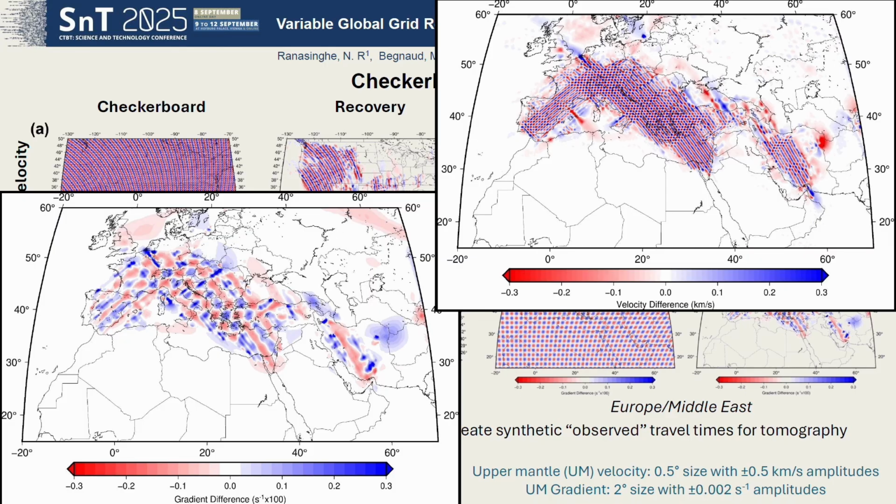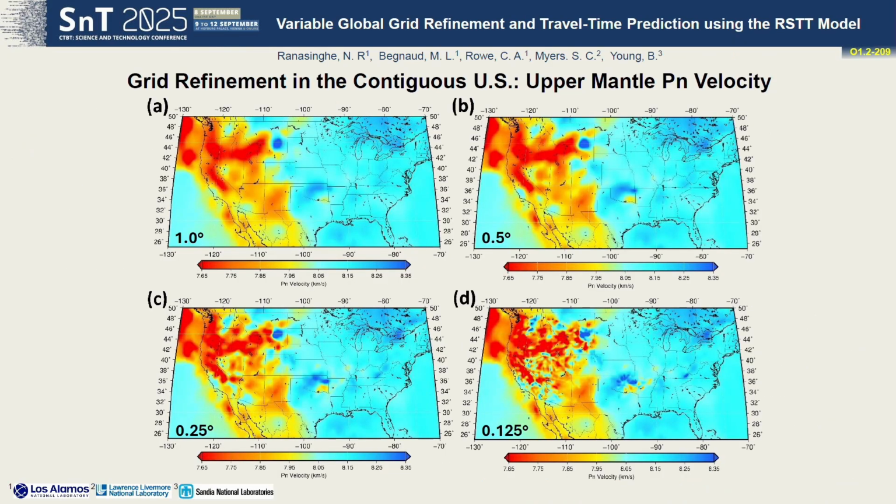And so that was velocity, and that was the Western US, and this is Europe and the Middle East. And the grid refinement in the contiguous US, upper mantle Pn velocity at the different grid levels. And again, I want to stress, we're not looking for adherence to known geology per se, although we're actually able to recover a lot of what we know about the geology. Our primary goal, again, is to reduce the travel time uncertainties.